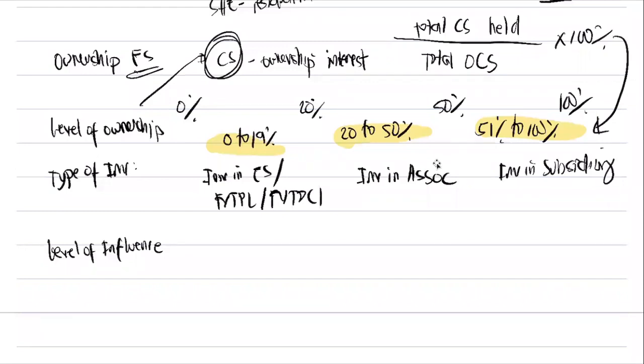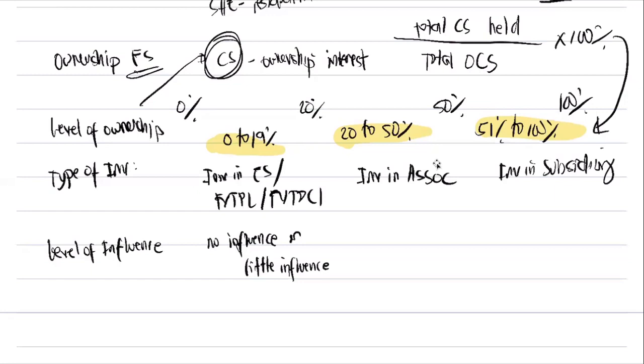Now, on the level of influence, if you have 0 to 19% ownership, it means that you have no influence or little influence only. So when we say influence, you participate in the policy-making process of the company. You are maybe one of the board of directors. You control the company. So those are different types of influence. When we say you have no influence or little influence, you don't have any say on the policy-making process of the company or as to any decisions of the corporation.